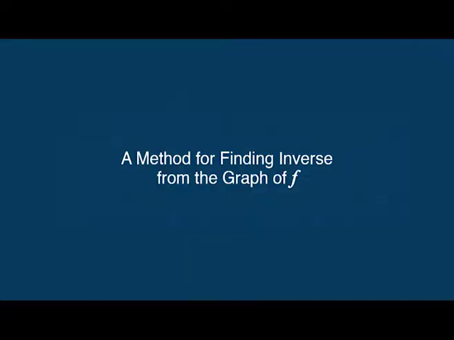A method for finding the inverse from the graph of f. We now focus on describing the way of getting the graph of an inverse function f inverse from the graph of f and vice versa. There is a nice relationship between the graph of f and f inverse. For this purpose, we treat x as the independent variable for both the functions. So, we can compare the graph of y equal to f of x and y equal to f inverse of x.